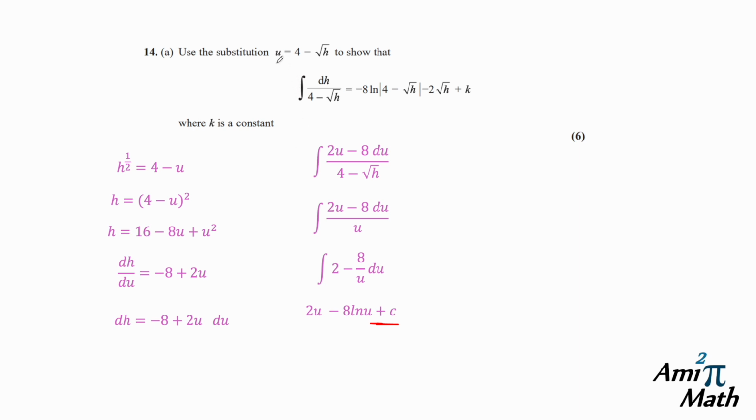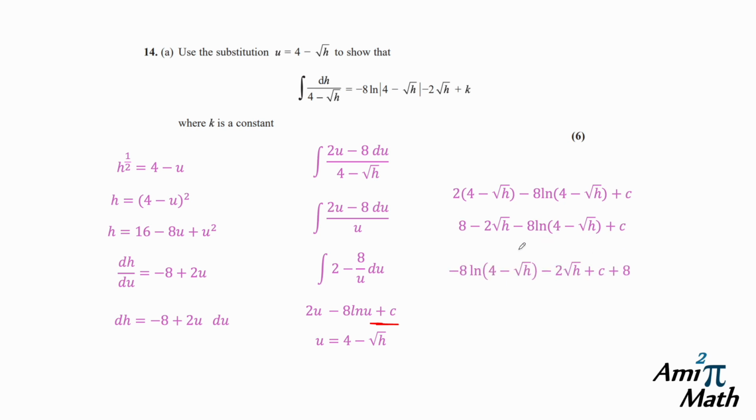And then from the question we know u equals 4 minus root h, so we can put that back into this equation like so. And then you just keep expanding it as you go along. You get 8 minus 2 root h minus 8 ln 4 minus root h plus c.